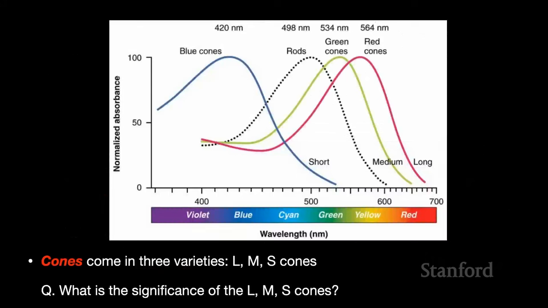So the next thing is, we were just talking about cones, which look at colors. What this plot shows on the x-axis is the wavelength, which is how light, or colors, are represented physically, right? Colors are just different wavelengths. So 400 to 700 nanometers is roughly our visible range, 350 to 700, I think. And then the y-axis is basically the response for these cones.